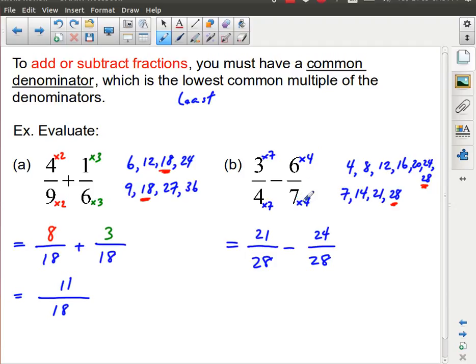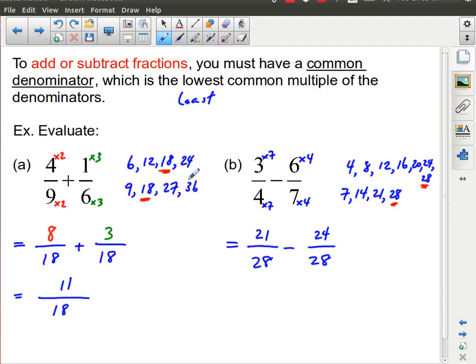Not quite. Multiplying the two denominators together will always give you a common denominator, but it won't necessarily give you the least common denominator. You want the least common denominator. It makes the arithmetic operations much easier. If I had done that, you can see over here, 9 times 6 would give me 54. It turns out that my lowest common denominator is 18.